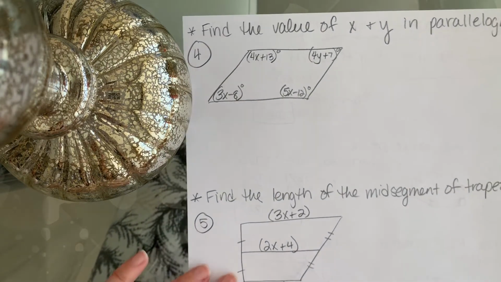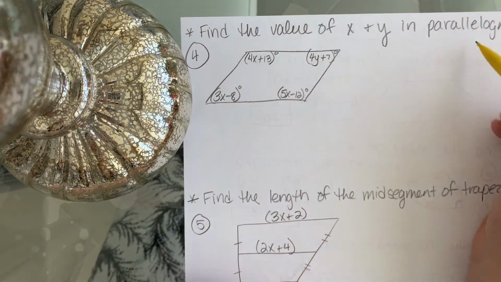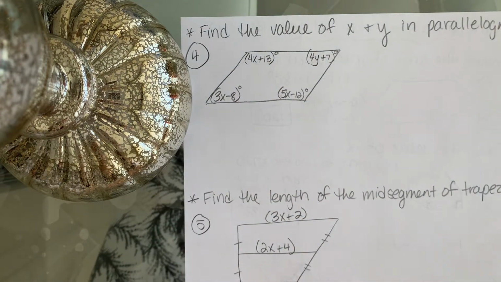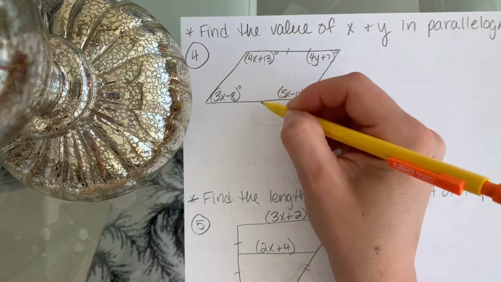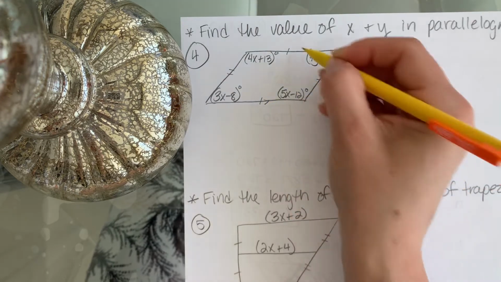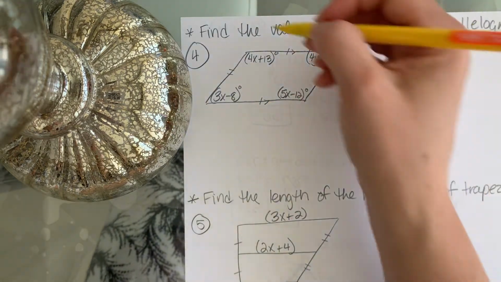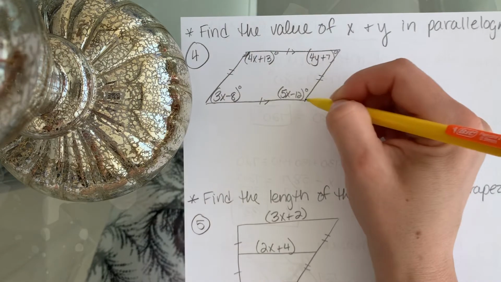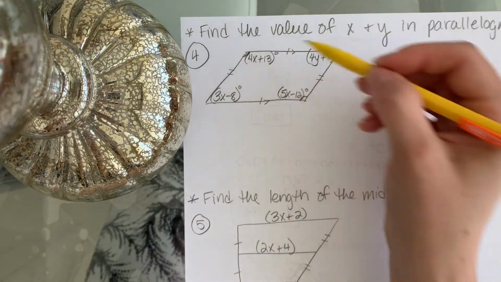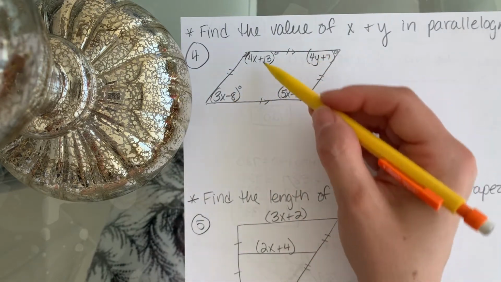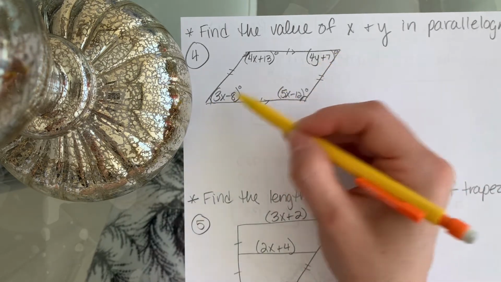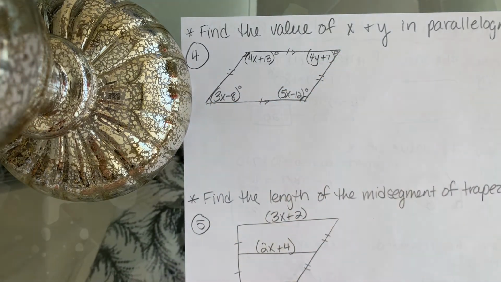Now what we're going to do is find the value of x and y in this parallelogram. In a parallelogram, you have two sides that are equal and also parallel, which also means that this angle is equal to this angle. Now I'm going to work with these two angles because I can't work with these two yet. These two angles share an x and a y, and that's not going to help me.